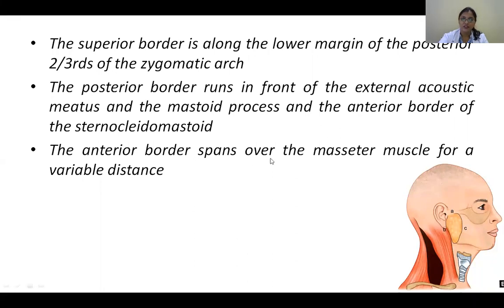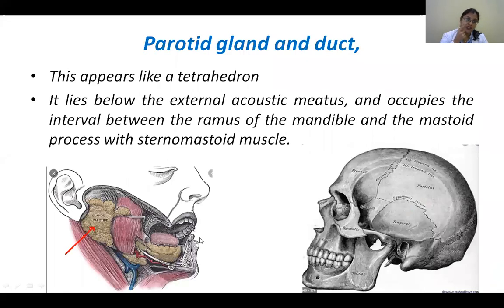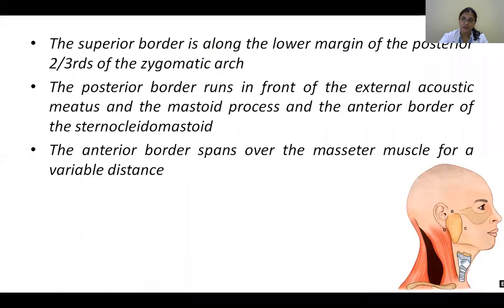Then anterior border spans over the masseter muscle. So I have shown you here. So you've got a masseter and then it just goes on to the masseter muscle. So you can mark out. So you have to palpate in the patient the zygomatic arch, okay, and then just draw a line above. Then here below this, behind the ramus of the mandible, external acoustic meatus up to mastoid, and this region is where the parotid gland is supposed to be located.